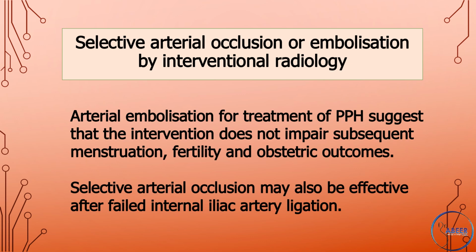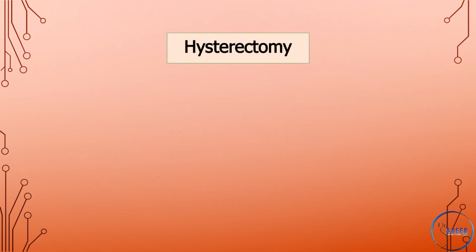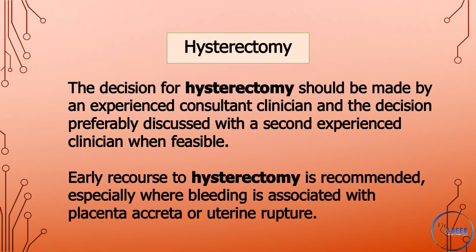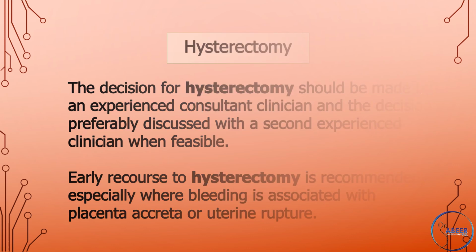Selective arterial occlusion may also be effective after failed internal iliac artery ligation. Hysterectomy. The decision for hysterectomy should be made by an experienced consultant clinician, and the decision preferably discussed with a second experienced clinician when feasible. Early recourse to hysterectomy is recommended, especially where bleeding is associated with placenta accreta or uterine rupture.